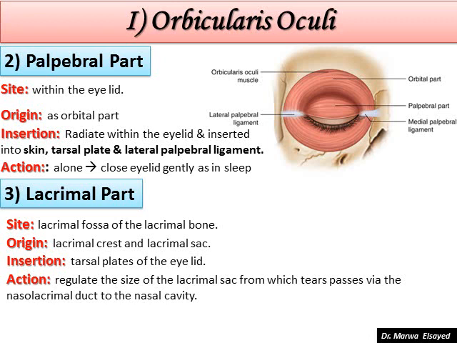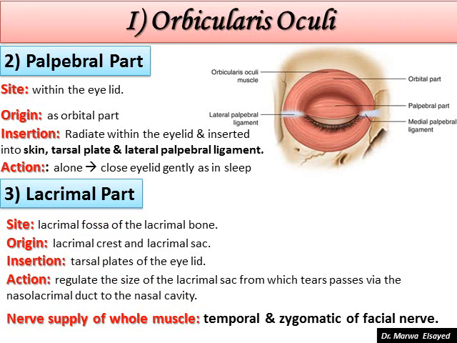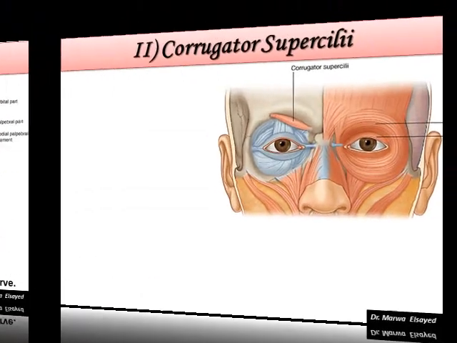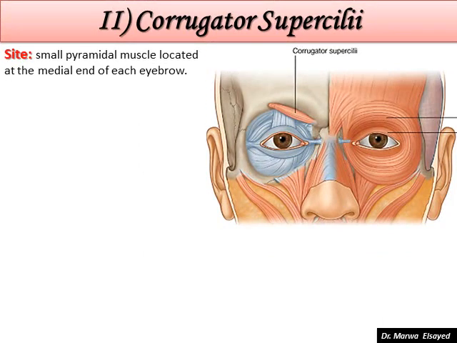All three parts of the orbicularis oculi take their nerve supply from the facial nerve, through two branches: the temporal and zygomatic branches of the facial nerve. The second muscle is the corrugator supercilii muscle, a small pyramidal muscle present on the medial end of the eyebrow.